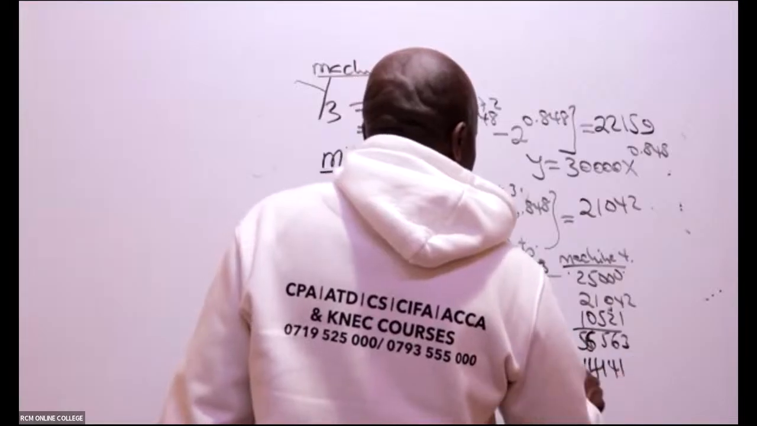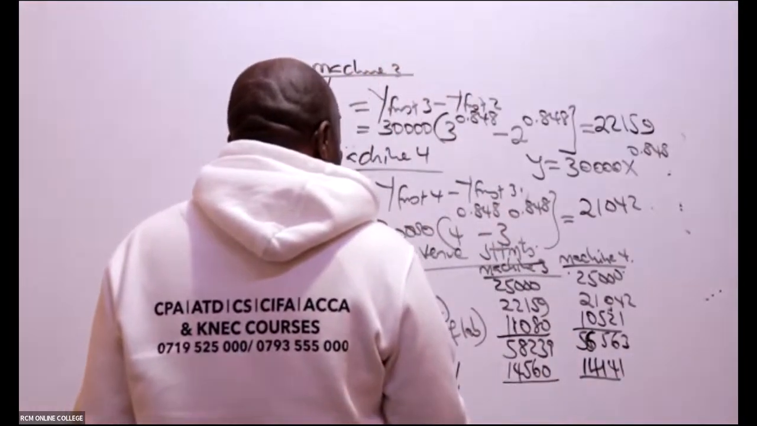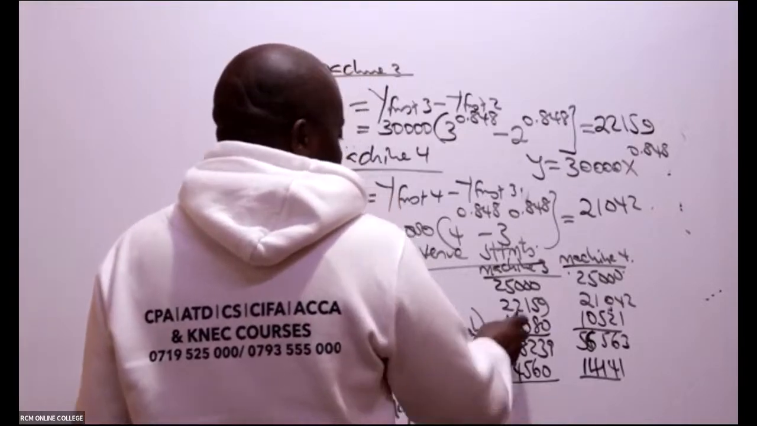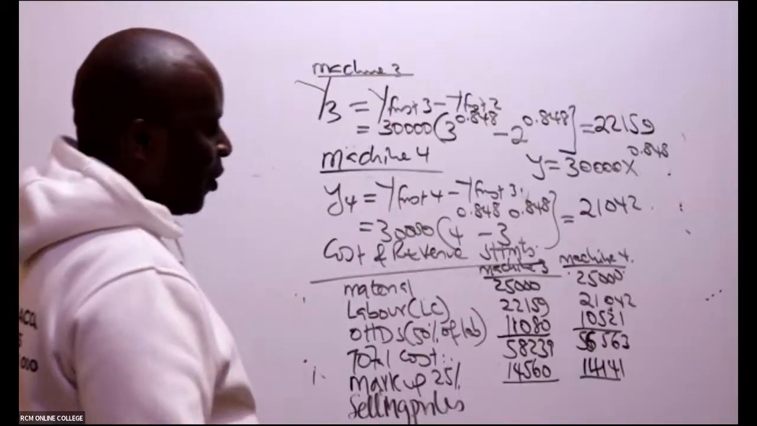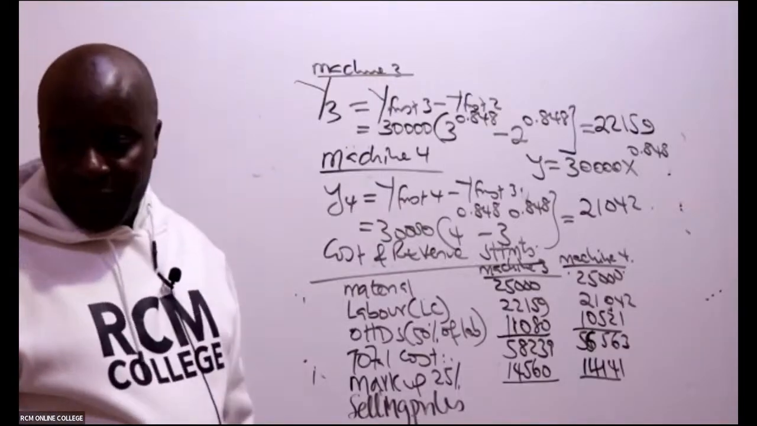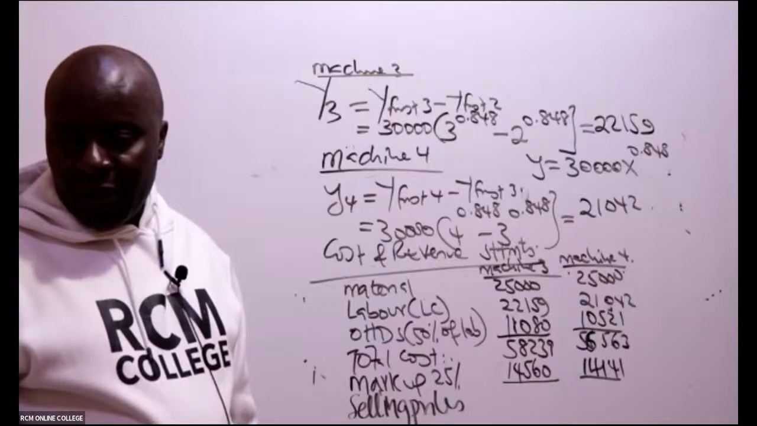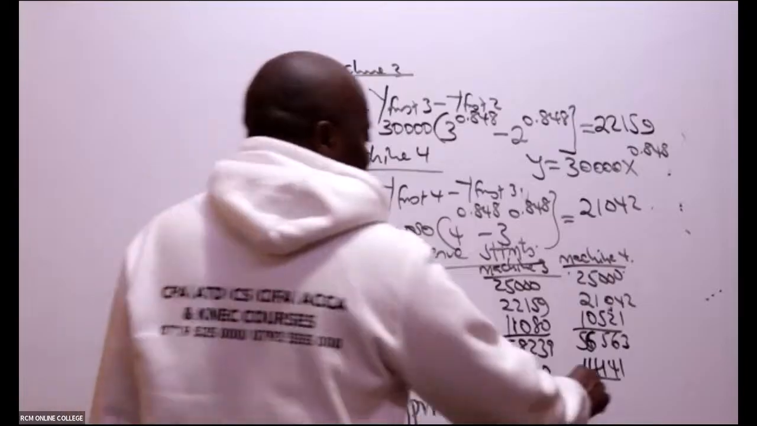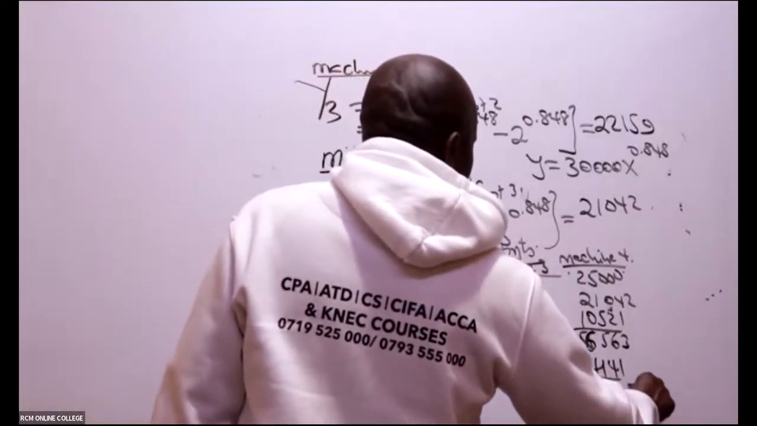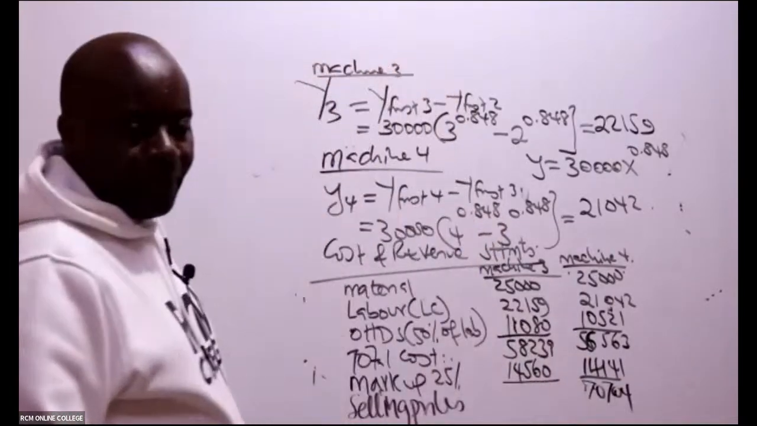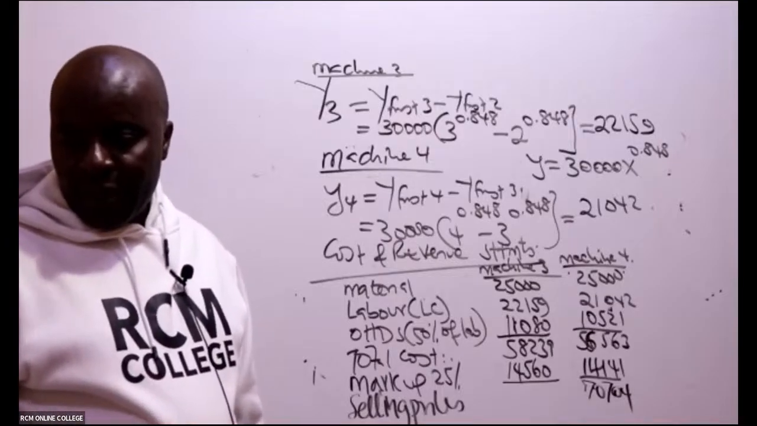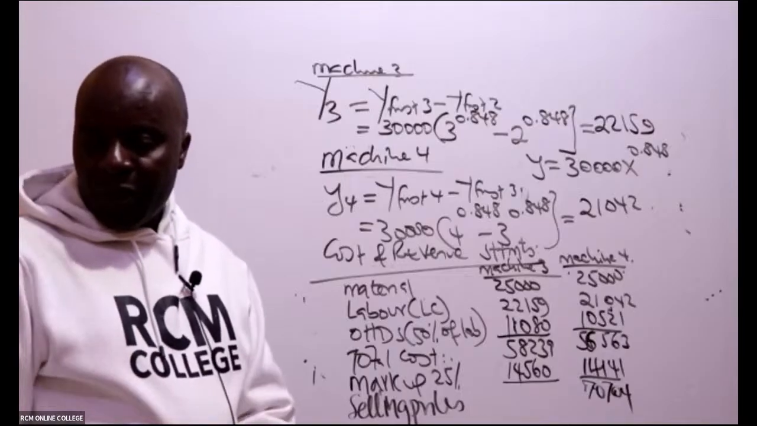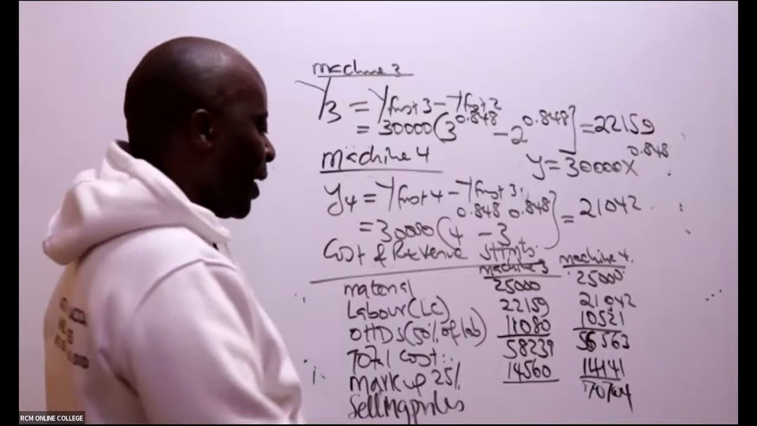So this will automatically be selling prices. This will be selling prices because they are for each unit. You don't have to call them revenue. They are selling prices. Don't call them revenue. Shayla gives me 72,704 for machine 4. How about machine 3? Machine 3, I'm waiting. 72,799.